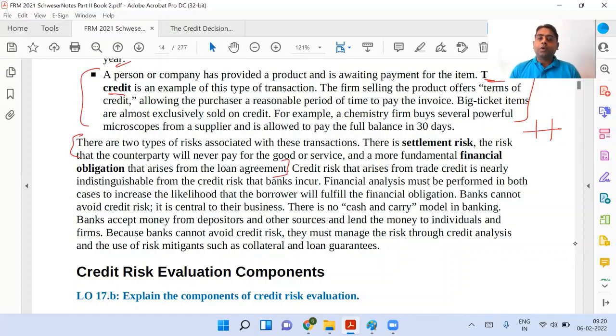Nataraj sir, answering your query, the pointers are almost the same. They are different examples of the risk that you face when you give something on credit. Right, sir?